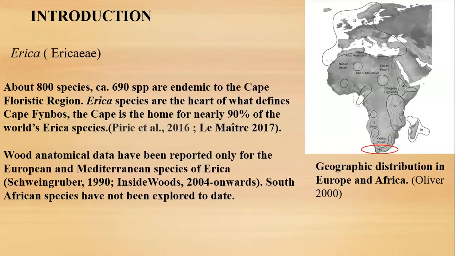Erica, being the largest genus, with the largest share in the Western Cape, has not received much attention anatomically. The only anatomical information that we have is on European and Mediterranean species. So African diversity up to now does not have any record on anatomical data, which is why we embarked on this research work.